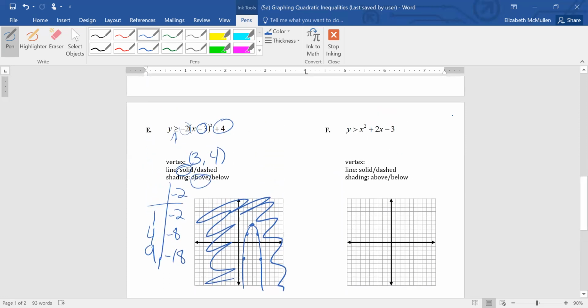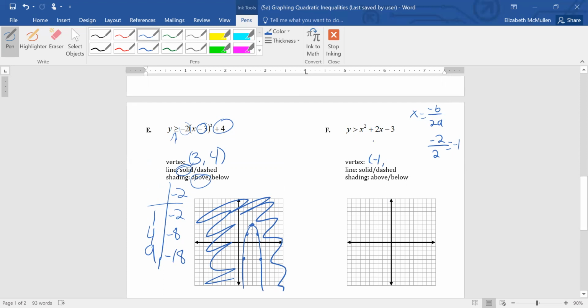All right, this is in standard form. They do not give us the vertex, so we're going to have to find it. So remember, we're going to use our x equals negative b over 2a formula. All right, so b is 2, so negative b is going to be negative 2 over 2 times a. Well, a is 1, so negative 2 over 2 equals negative 1. So my x point of my vertex is negative 1.